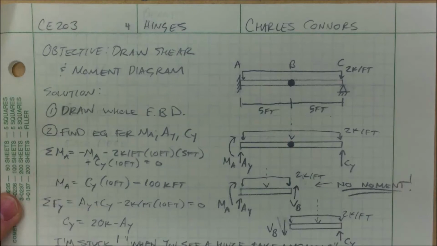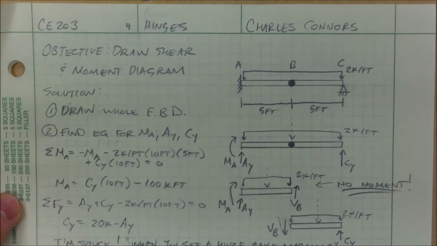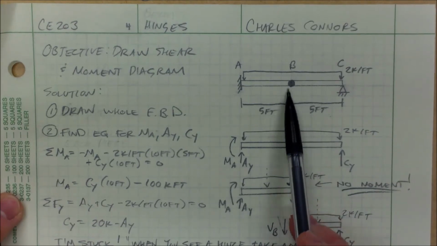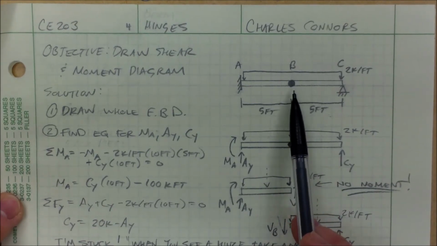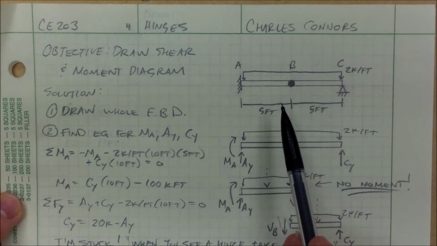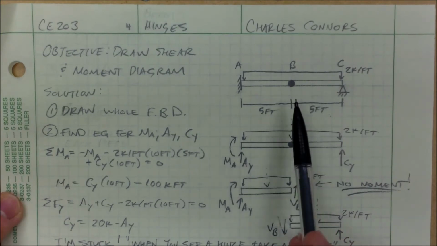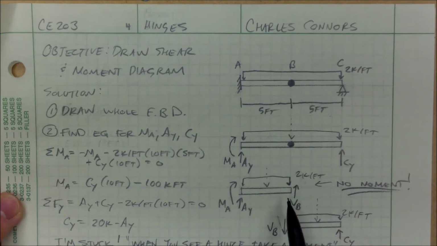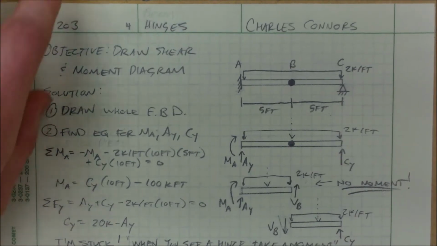A phrase I like to think of is: every time you see a hinge, take a moment. Meaning that whenever there's a hinge, I'm going to want to cut it at that hinge. And since hinges do not pass on any moment internally, I can take a moment at the hinge, and it gets me an extra equation to be able to solve my problem. Anyway, let's see what that actually looks like.